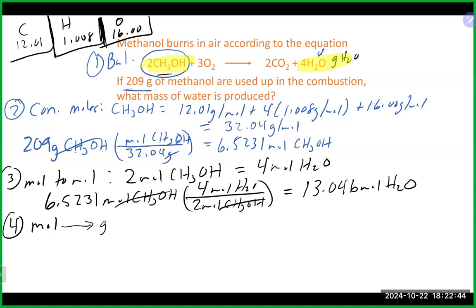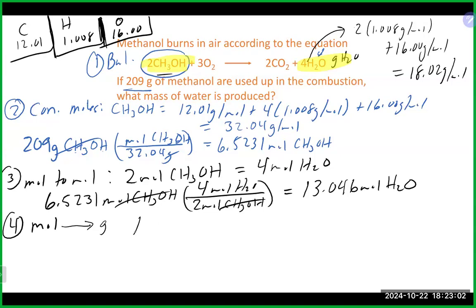That is going to require our molar mass for water. So again, we need to go back to the periodic table and get our molar mass for water. 2 times 1.008 plus 16 for the oxygen is going to give us 18.02 grams per mole. So using that as a conversion factor, we'll take our 13.046 moles of water.